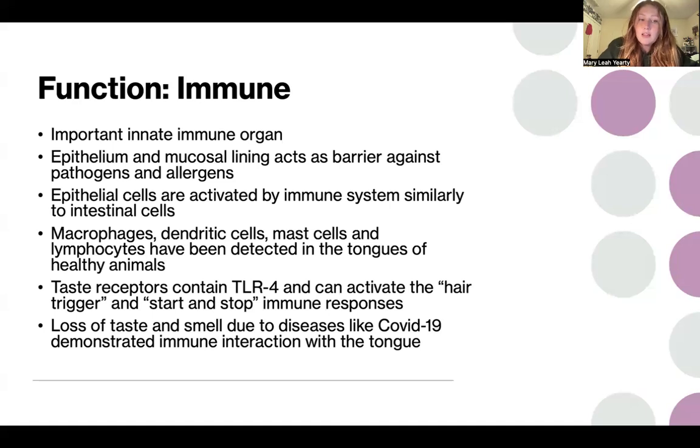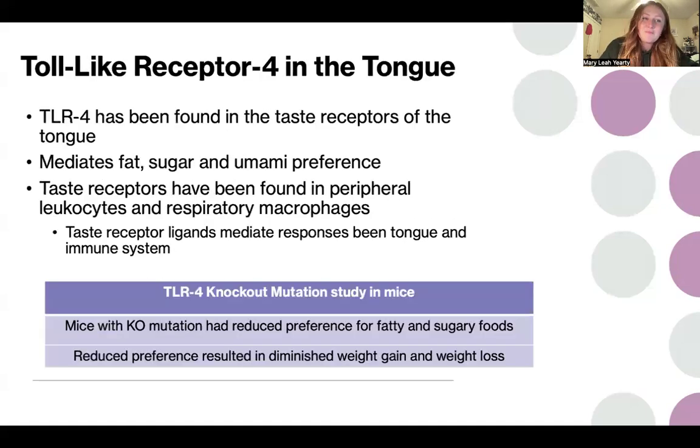And then interesting to me is that taste receptors actually contain TLR4, which can activate the hair trigger and start and stop immune responses specifically within the tongue. I think a good feature that a lot of us noticed during the COVID-19 pandemic is that there's a loss of taste and smell due to diseases like COVID-19, which, if that doesn't illustrate an immune interaction with the tongue, I don't know what could.